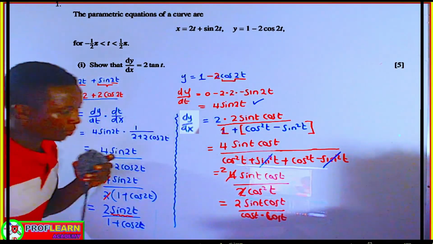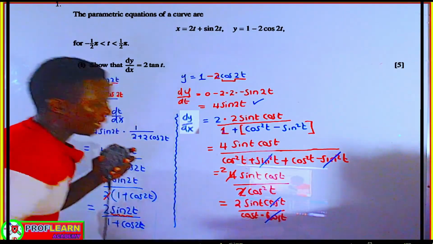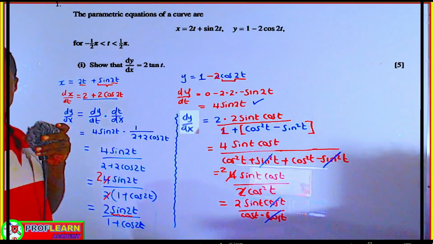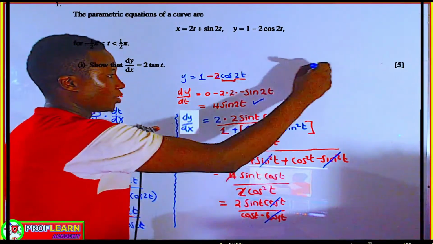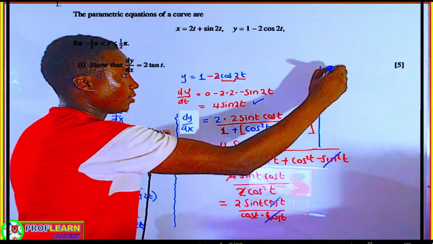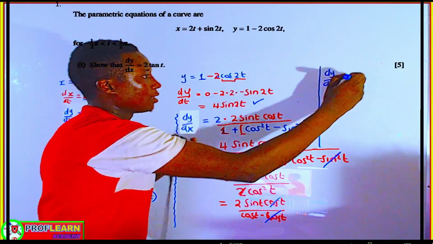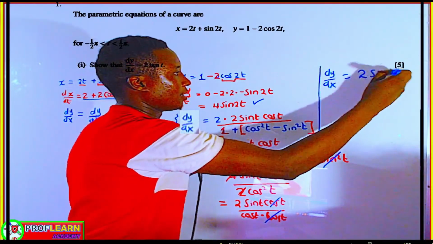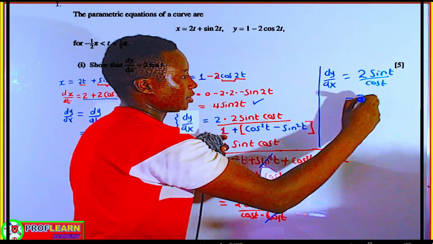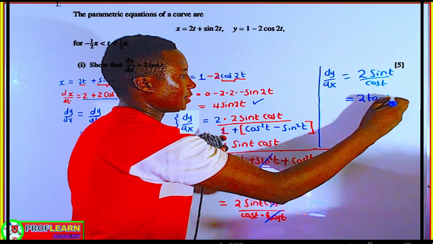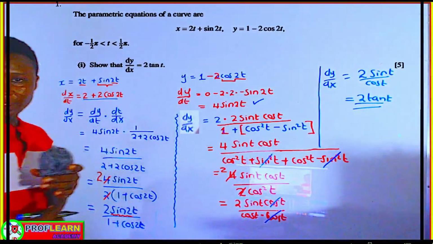So at that point also we can cancel out cos, and we end up remaining with this term, which is 2 sine t over cos t. So if you are having dy/dx being equal to 2 sine t over cos t, that implies that this is 2 tan t, and that's what we were supposed to show in this particular question.